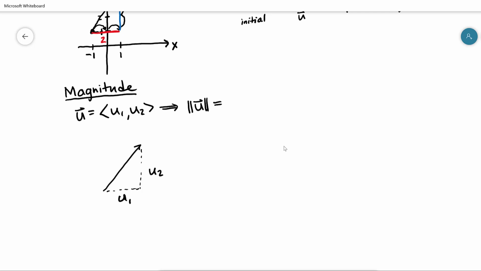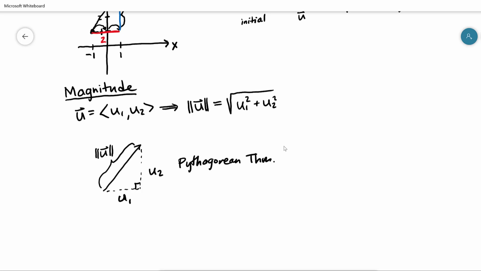u2 on this side. This is a right angle, and here's our distance that I'm hoping to find over here, that is the magnitude of u. How do you find the length of that hypotenuse? Well, it's just Pythagorean theorem. And it's basically just the distance formula. So it's going to be the square root of u1 squared plus u2 squared. We get that magnitude. So that's how we can find this magnitude that we keep talking about.